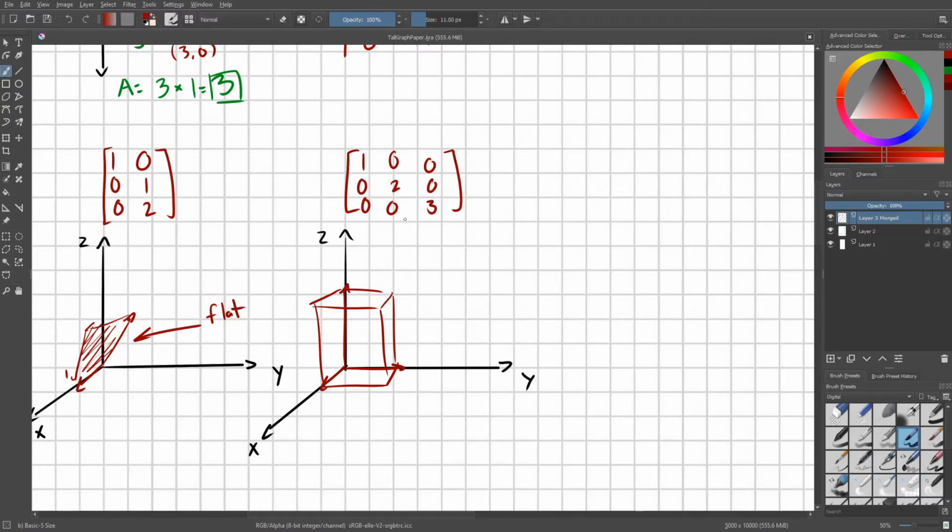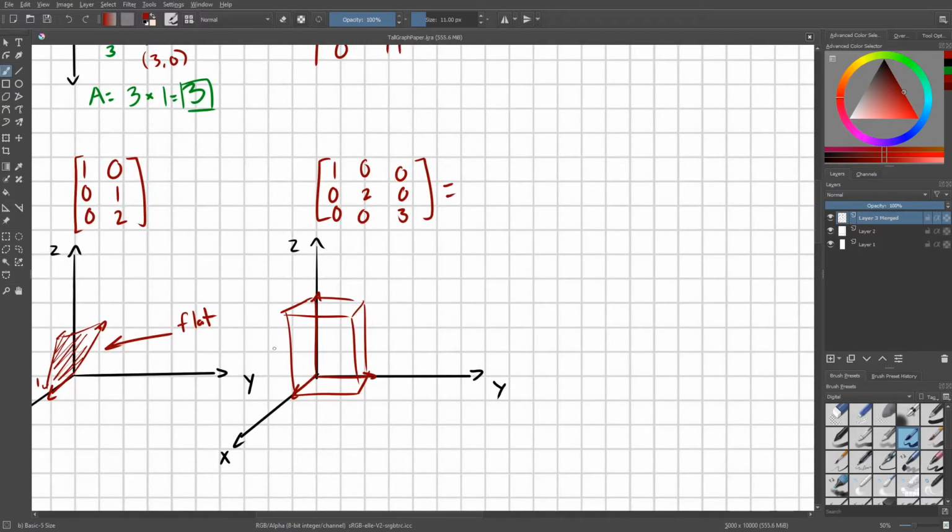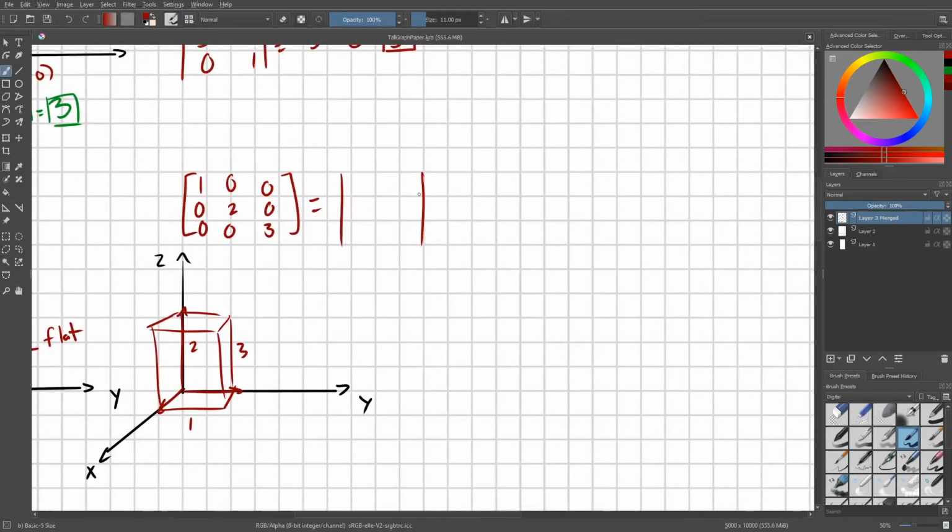And so, what we end up seeing, and you know what? I'm not even going to compute this determinant with the algebra definition. We know that if this is a 1 by 2 by 3 rectangular prism, the determinant of it is going to be the volume that's spanned by those 3 vectors. So it's a 1 by 2 by 3 rectangular prism, which is 6.